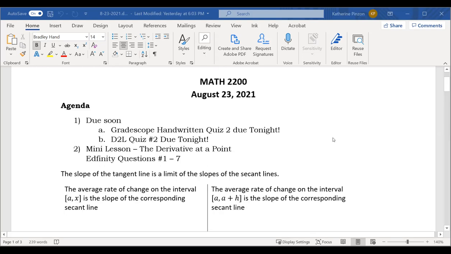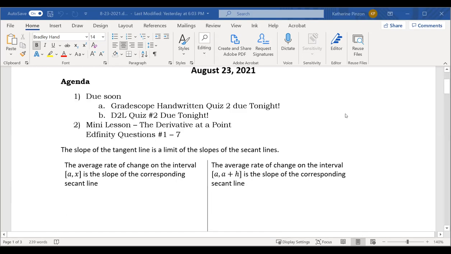Okay, so we're going to do the derivative at a point. Today begins our main idea of calculus, the derivative. When you think about the derivative, it tells you how fast something changes. That's what the derivative does. It tells you how fast something changes at an instant. So it tells you at one very instant how fast something's changing.